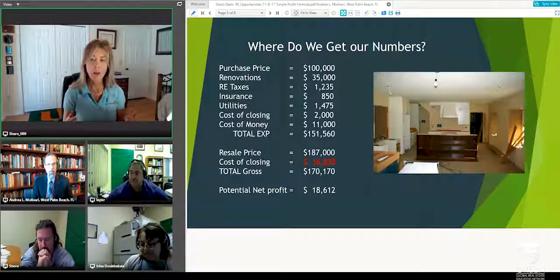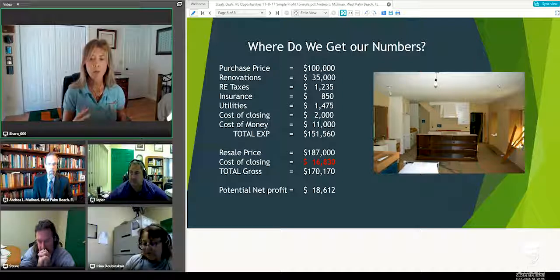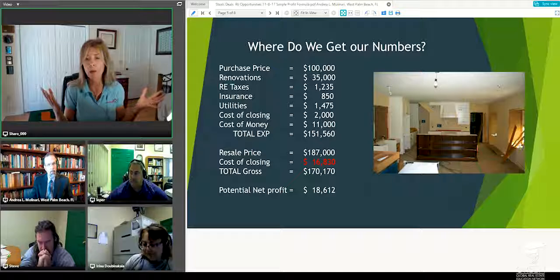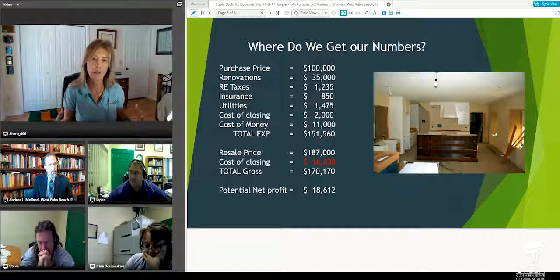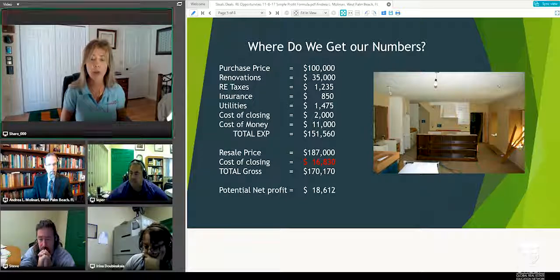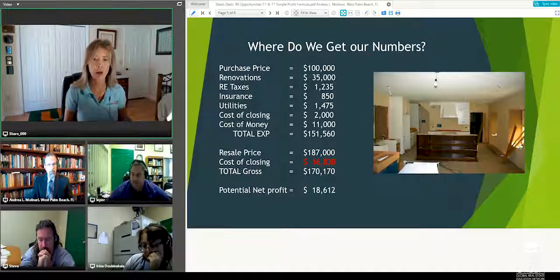So when we add all of that up, we expect to be into this home for approximately $151,560, okay? So when we take our resale price of $187,000, and like I said, maybe we're going to list for $199,000 or $195,000, but we're hoping to get at least $187,000. We feel that that's a realistic number. And we determine that our cost of closing is approximately $16,830, taking into consideration 6% real estate commission plus a few percentage for closing costs, okay?